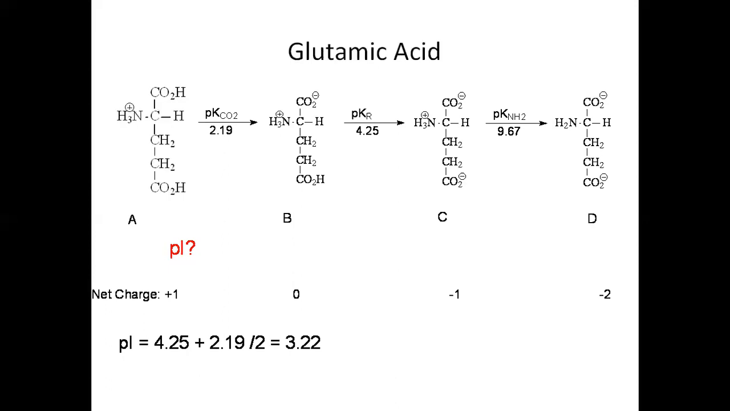Now we can consider the question. The pI is always going to be the sum of the pK values around the zwitterion form divided by 2. The pI, consulting a table of pK values, is 2.19 plus 4.25 divided by 2, or 3.22. I will also calculate and put in parentheses a value which results in 6.96, and this will become relevant on the following slide.